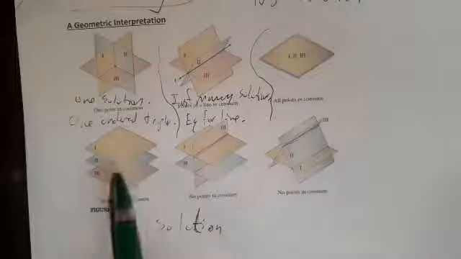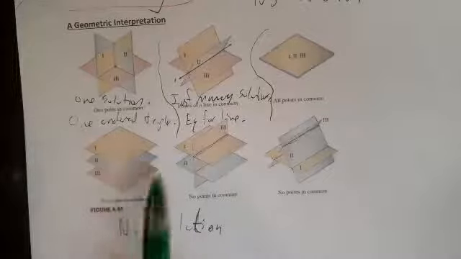Hey, just for fun, what happens if the planes themselves are wavy? I mean, they could be. But as long as they're still wavy in the same sort of way, they're still parallel, right?